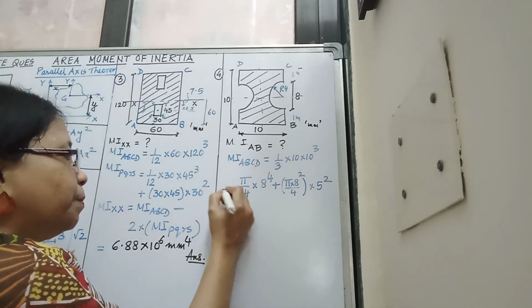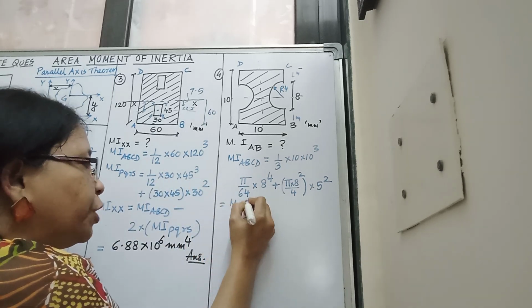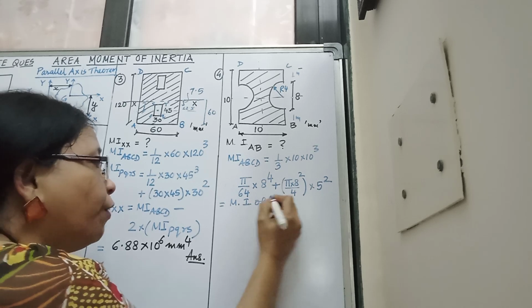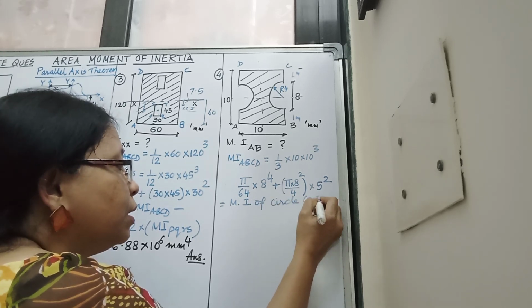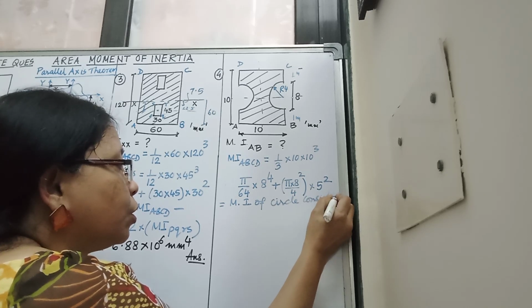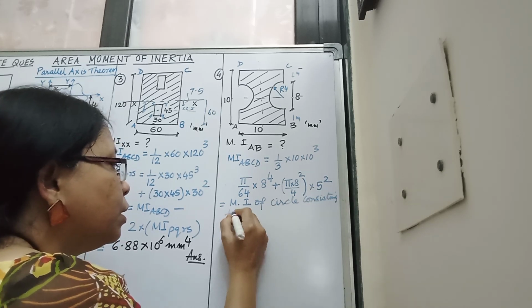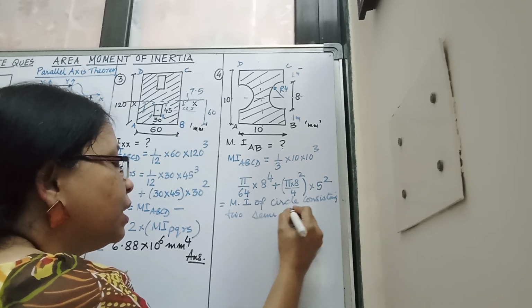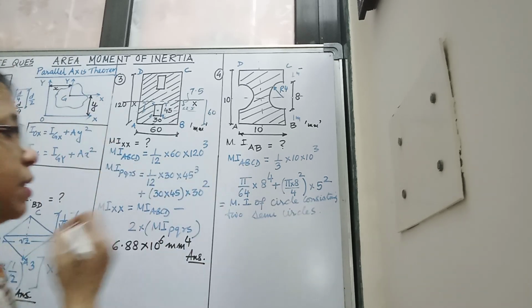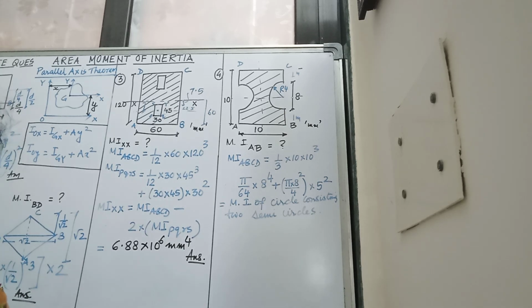This is the moment of inertia of the circle consisting of two semicircles. This is very, very important.